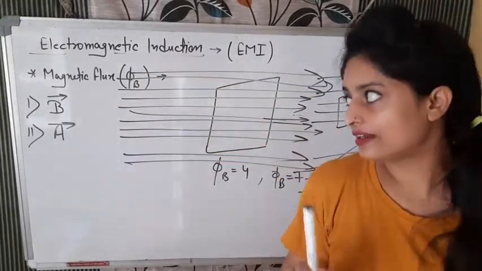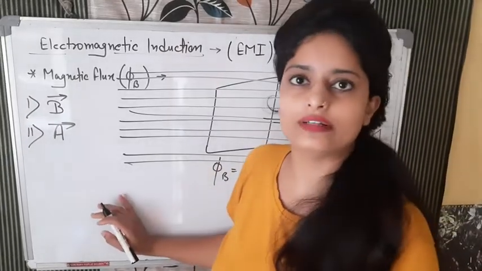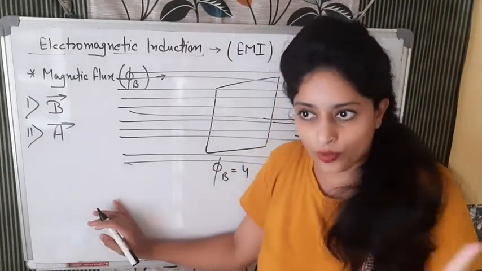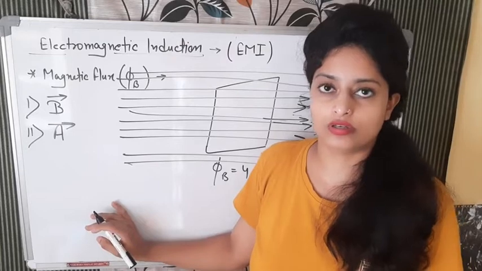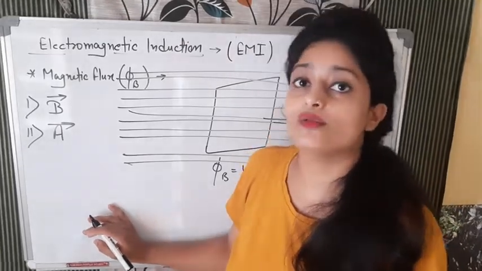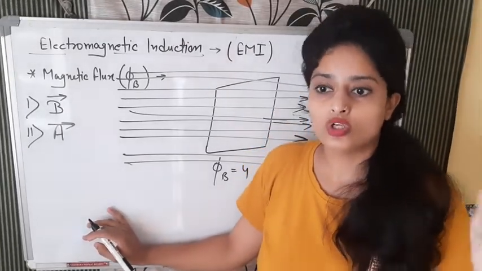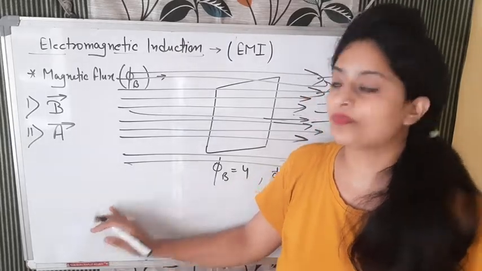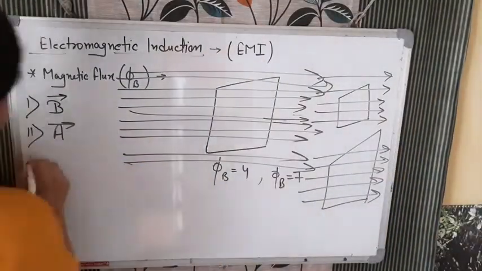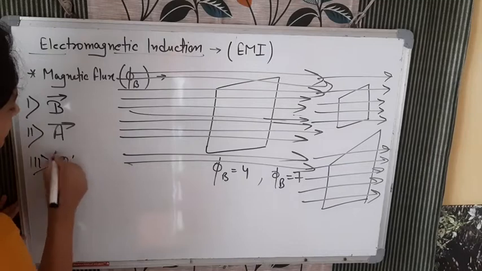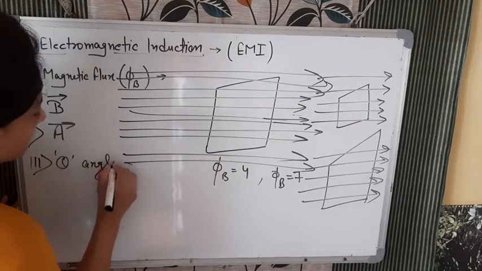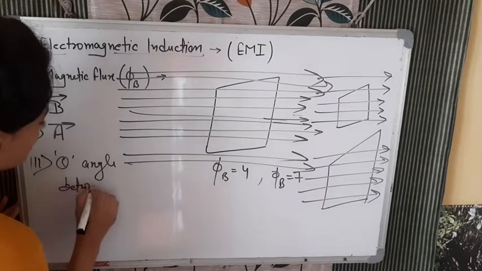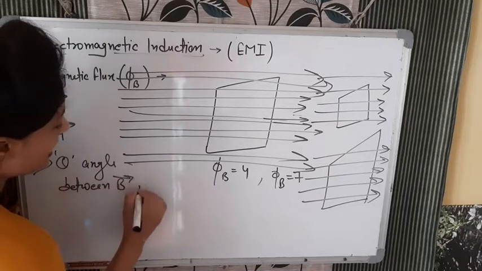Now the third factor is theta. This is not that much important from our class like 10th standard, but in 12th standard you will study that it depends on theta also. So I am telling it to you now. See, it depends on theta how? Theta is what? Theta angle between magnetic field and area.